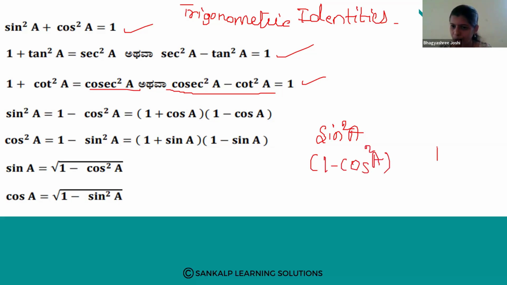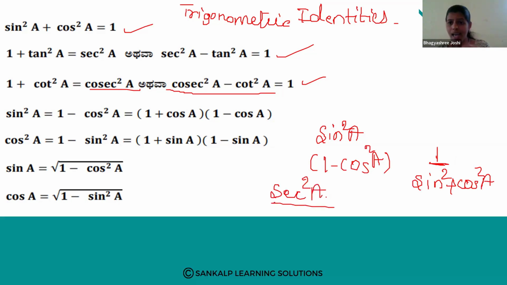Or if 1 is there, in that place I can write sin square A plus cos square A, because our identity tells sin square A plus cos square A is equal to 1. Next, if sec square A is there, in place of sec square A I can write 1 plus tan square A. Yes or no? We are using these identities.